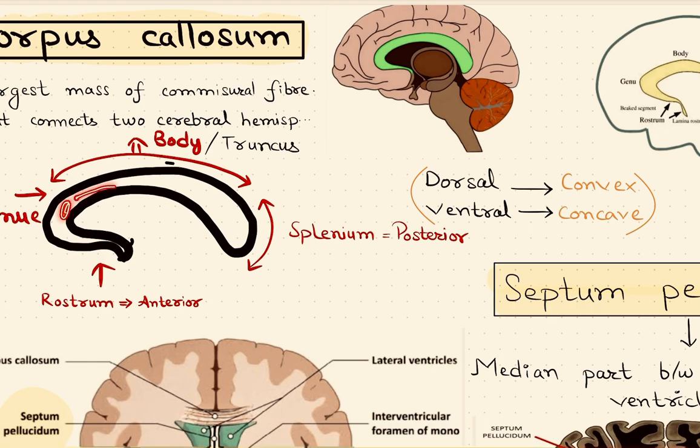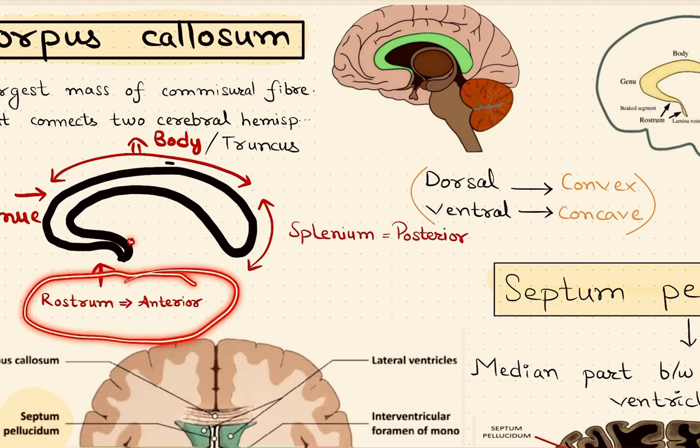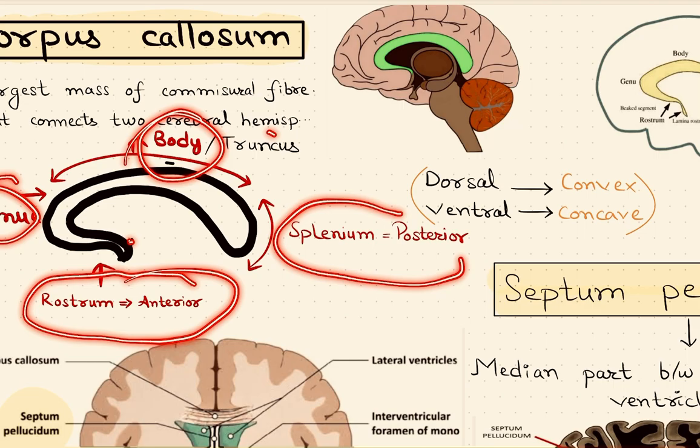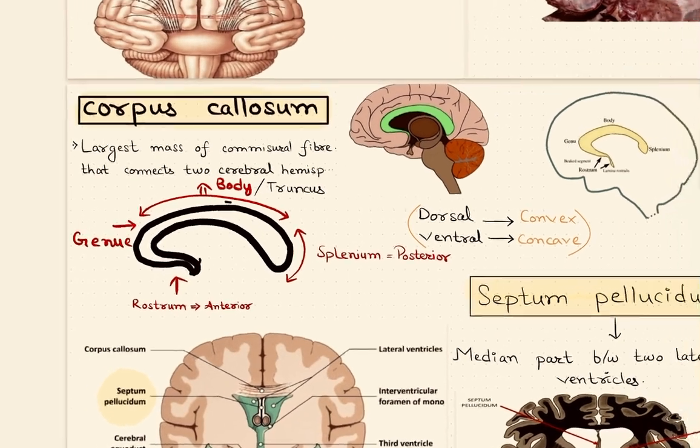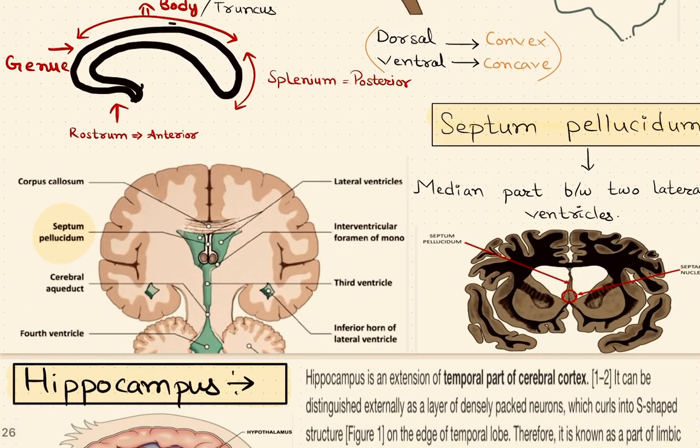And from genu to the next bend is known as the body or truncus. And finally, where the corpus callosum takes a bend in the posterior region, that region is known as the splenium. So there are four regions. The first one is rostrum, then we have genu, then body or truncus, then finally splenium. Okay. Now, what is this septum pellucidum?